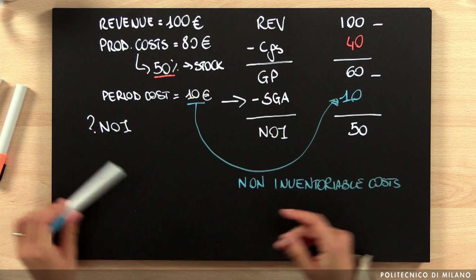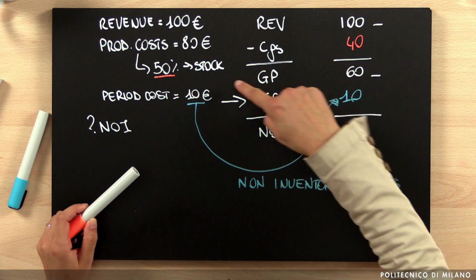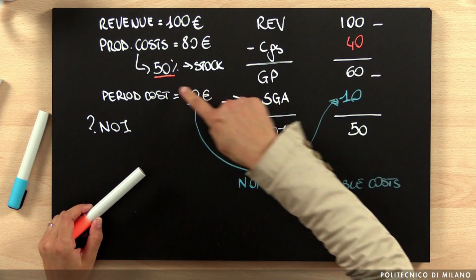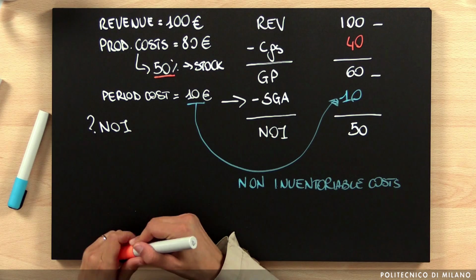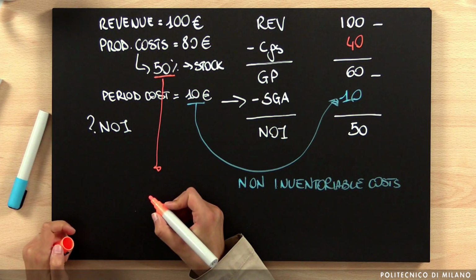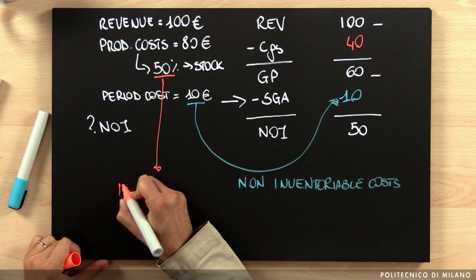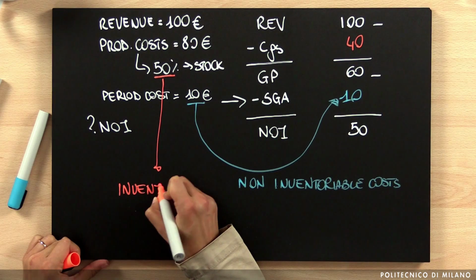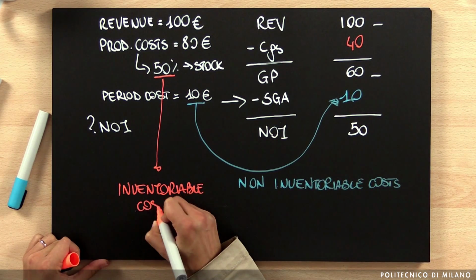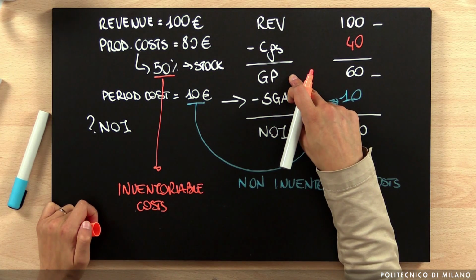This is not the case for the production costs, because the production costs, as you can see from the example, enter the income statement only in the moment in which we have the selling activity, because the remaining part enters instead the balance sheet as inventories. So basically this remaining 50% enters the balance sheet. So we can say that production costs are also defined as inventoriable costs, which means that they affect the income statement only in the moment in which we have the selling activity.